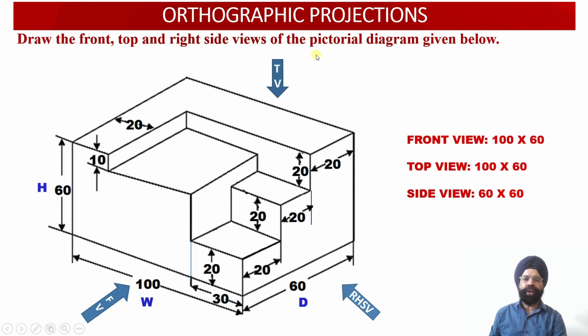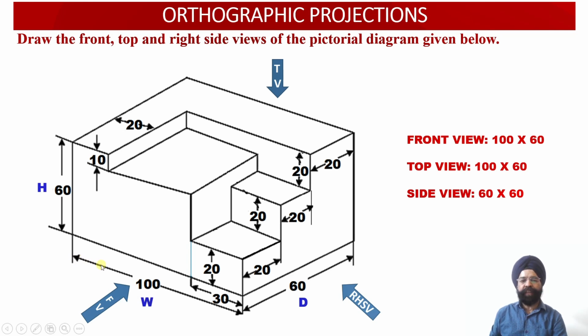Now in order to draw the orthographic projections of the solid, we need to evaluate the dimensions regarding the front view face, the top view face and the side view face which will appear in the orthographic projection. Now let us check these dimensions from the isometric projection view.